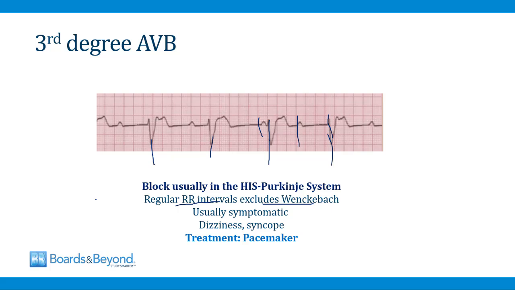You have those irregular RR intervals. On this tracing, you have regular RR intervals. They're all the same, and that means this cannot be Wenckebach, and it must be complete or third degree AV block. This form of AV block is usually symptomatic. Most patients have dizziness or syncope, and the treatment is with a pacemaker.